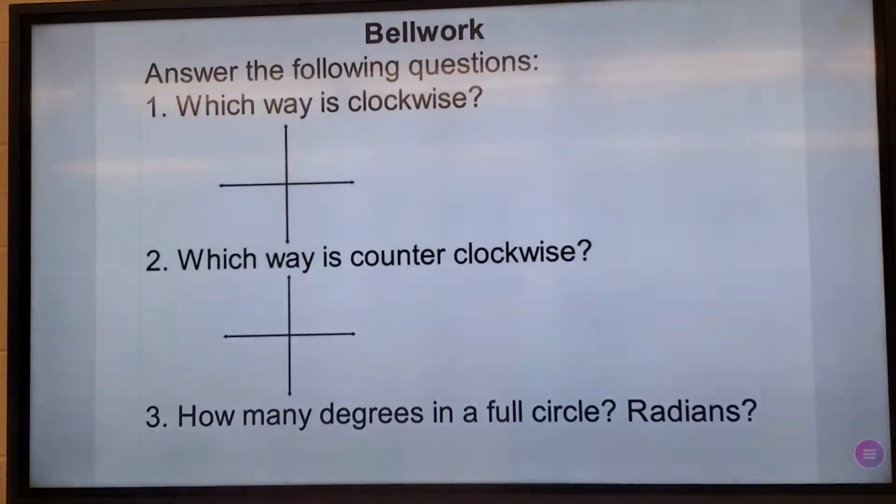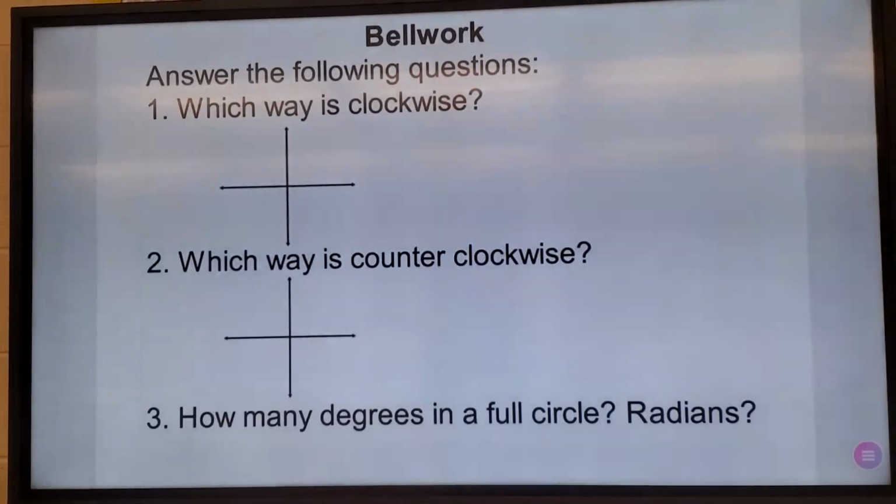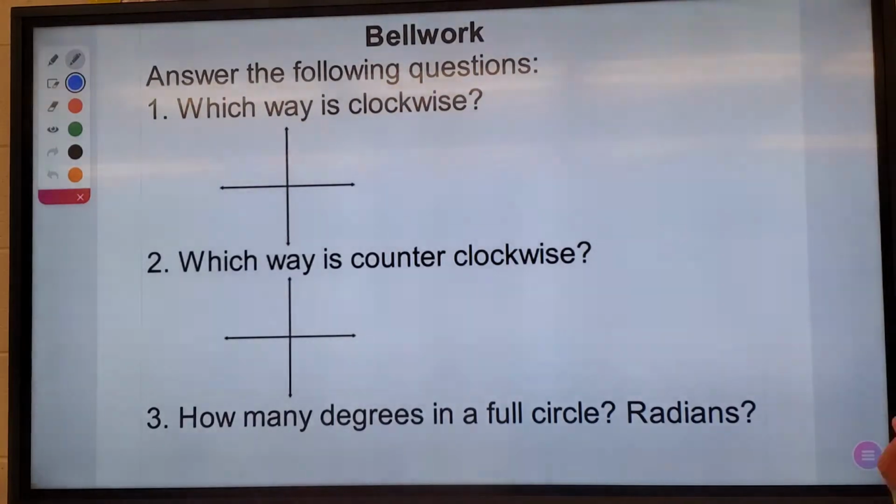Okay, the lesson covered here is graphing angles in standard position. Okay, and again, starting off with the bell work, number 1, which way is counterclockwise? So again, I'm going to see these on a coordinate plane. What I want to see is how directionally where they go.